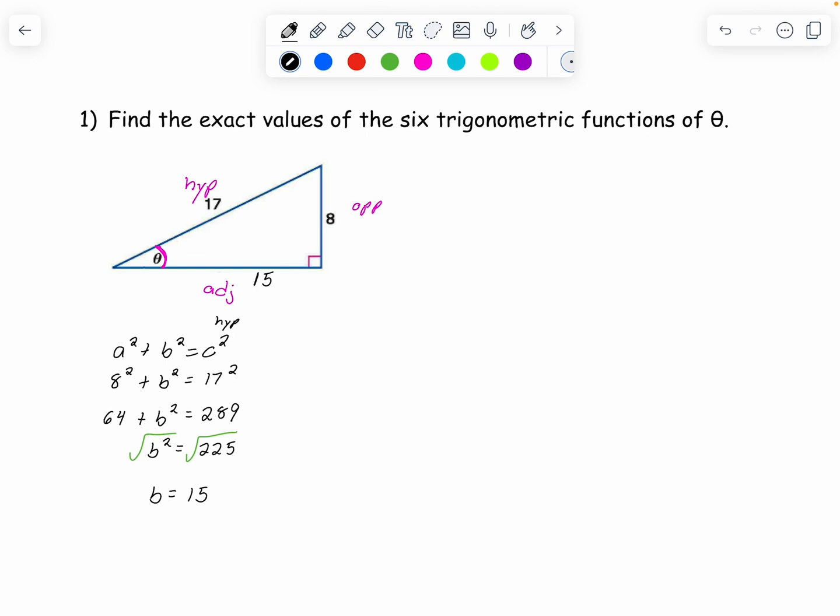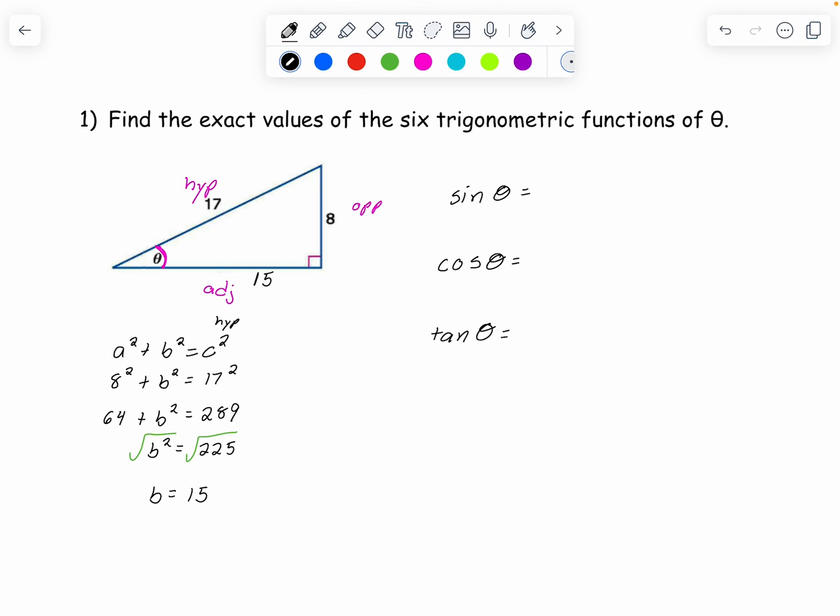So that's great. Now I want to start working on my 6 trig functions. I always start with the original 3, and I always put them in the exact same order. So I'm going to start with sine, then I'm going to do cosine, and then I'm going to do tangent. And you should always follow those with whatever your angle is. So in this case, it's theta. So sine theta, cosine theta, and tangent theta.